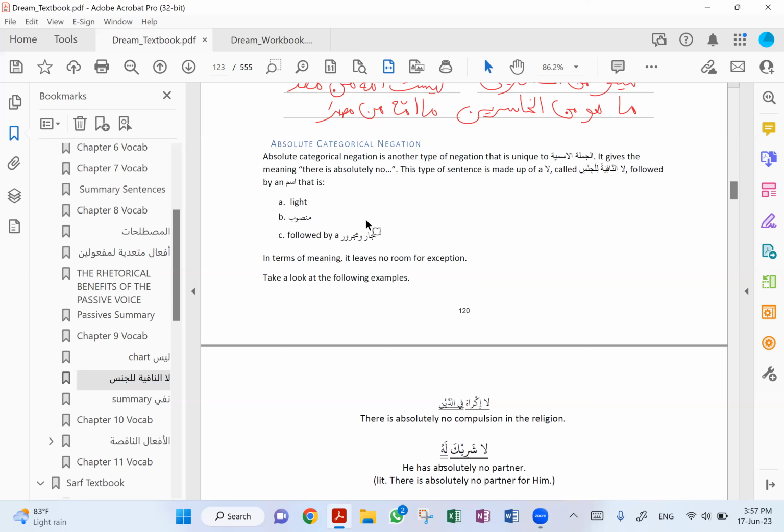Somebody mentioned the example, again: la ilaha illallah. Ilaha is going to be light and it's going to be nasab. Or if you have la ikraha fi dini, most likely it's going to be followed by jar majroor, like fi dini. La ikraha fi dini, la sharika lahu. So you have la, and whatever follows it is nasab and light, and then most likely a jar majroor.